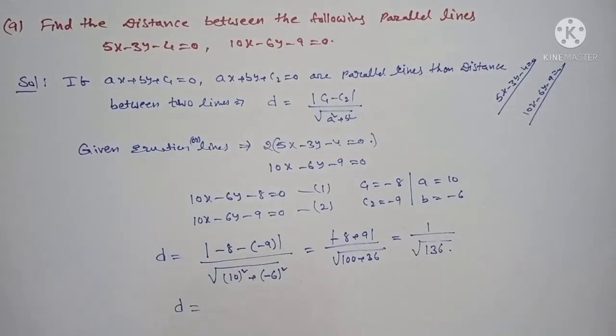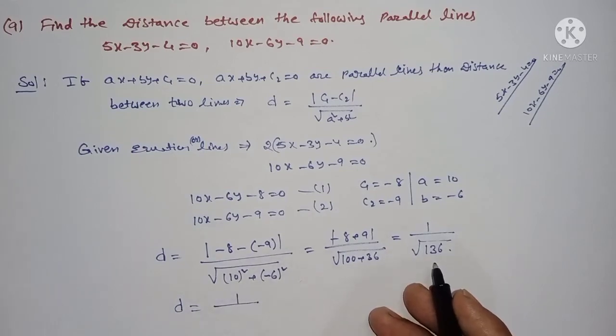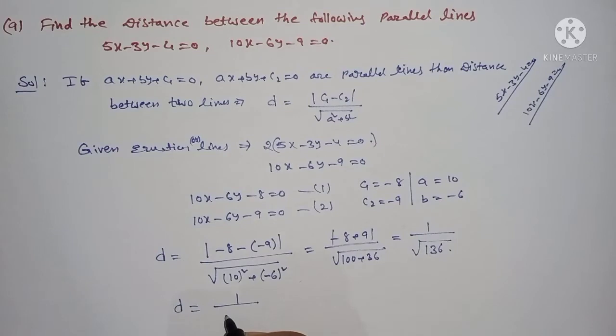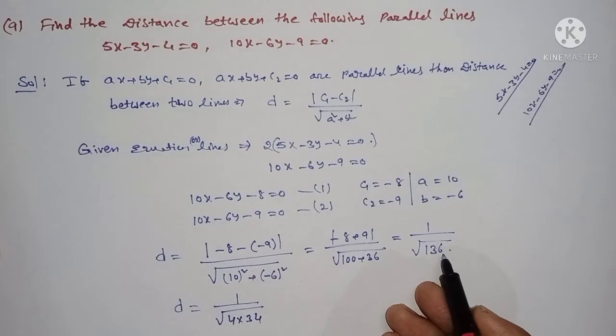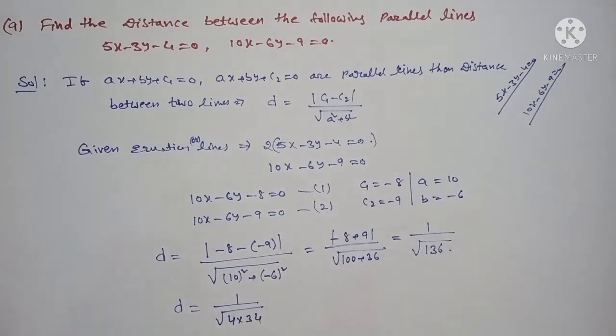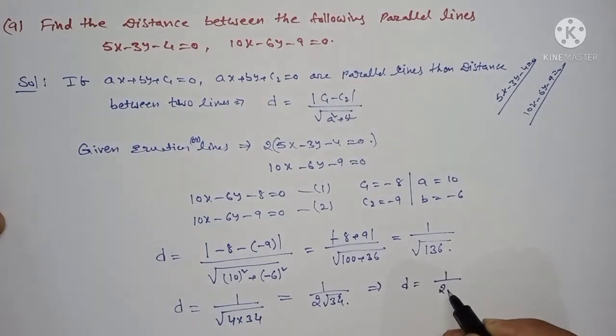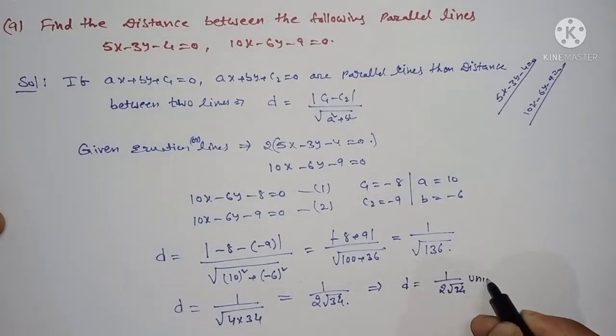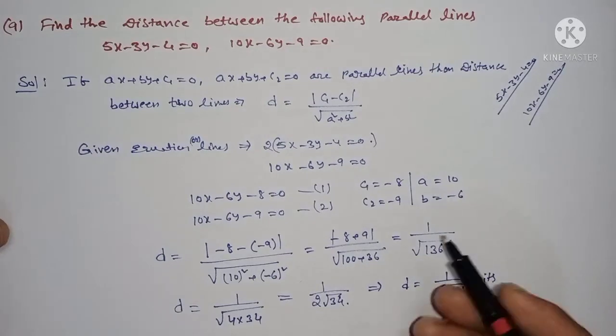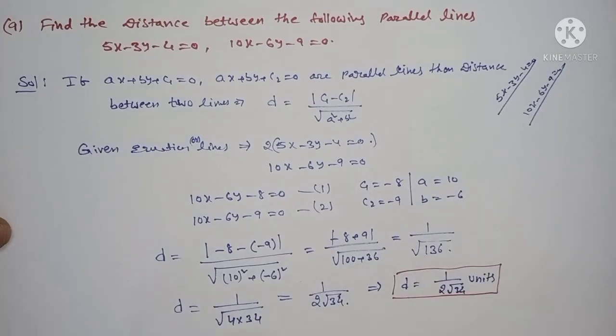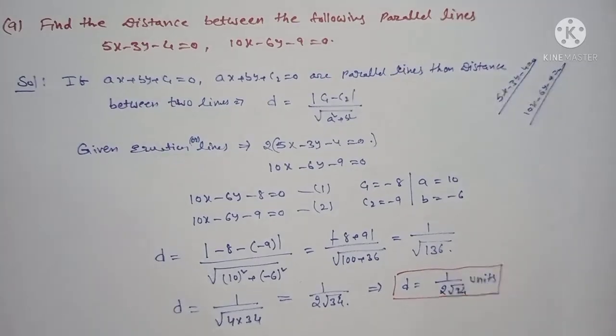Therefore, d is equal to the distance. I can write here, you can divide with 4. What is it here? 4 into root of 4 into 34. Root 4 is nothing but 2, and root 34 is not defined further, so you can write root 34. Therefore, d is equal to 1 by 2 root of 34 units. This is the distance between the two parallel lines. Okay, similarly, you can find other problems. Clear?